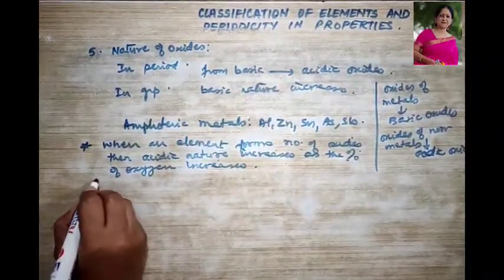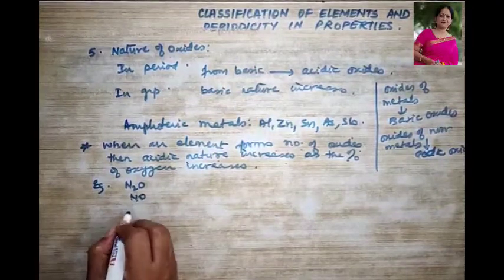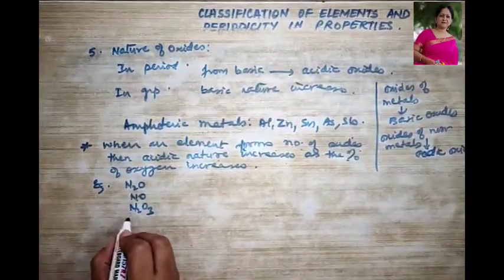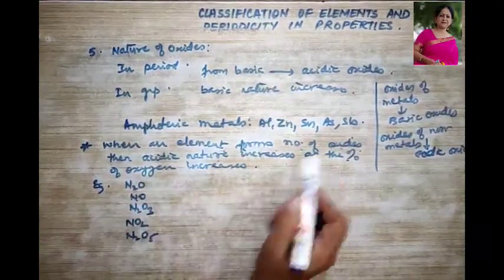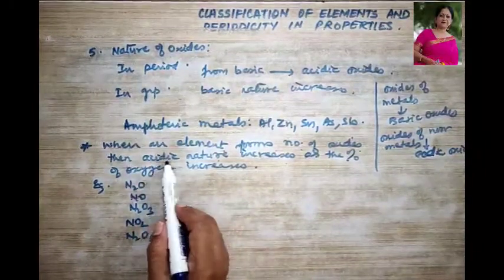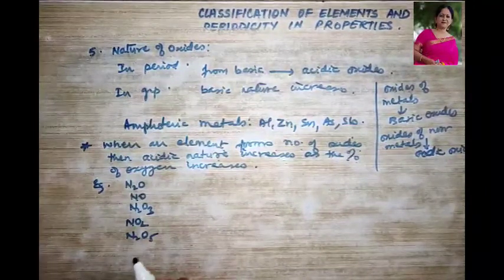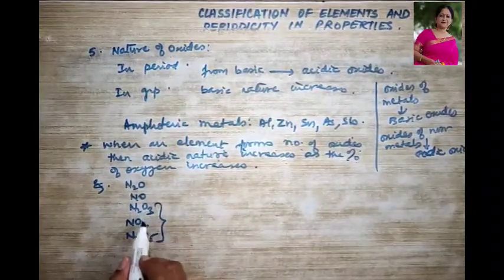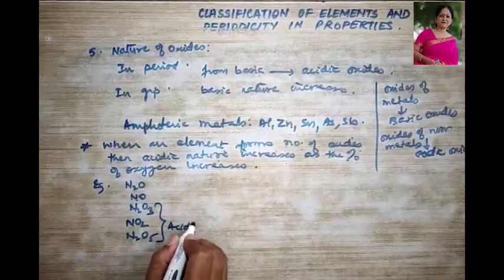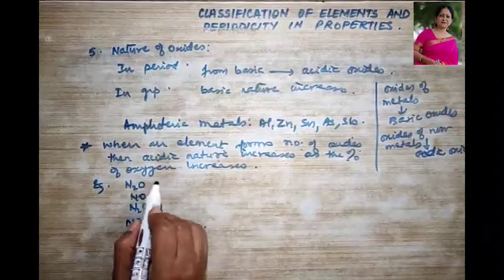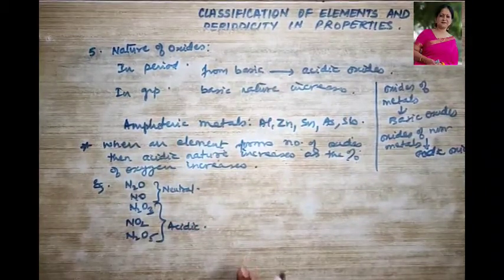So let's take certain examples like N2O, NO, N2O3, NO2, N2O5. What did I say? When an element forms a number of oxides, can you see the number of oxides, then acidic nature increases as the percentage of oxygen increases. Where is the percentage of oxygen? Here you will find the percentages 2, 3 and 5. So these are acidic in nature. And what about these two? They are neutral because they have simply one oxygen left over here.